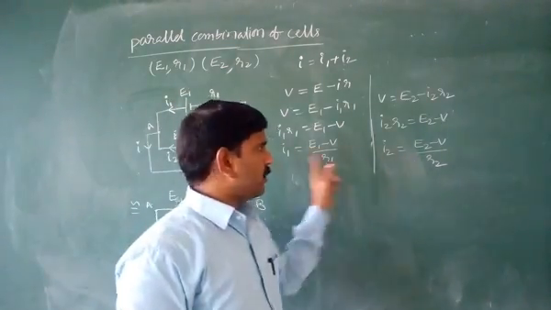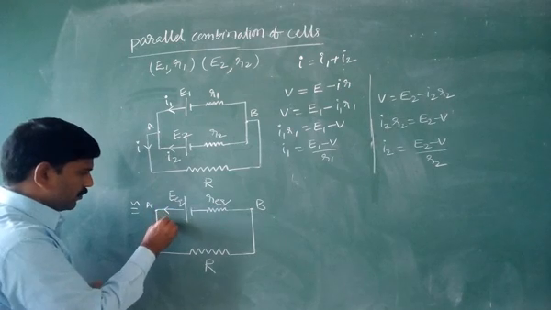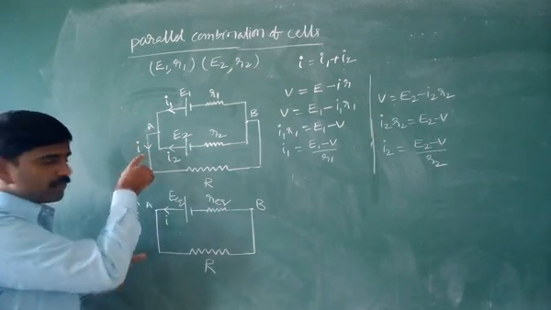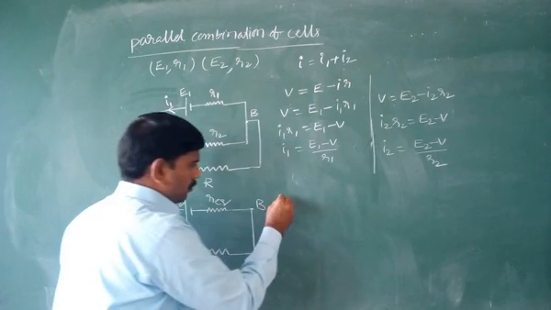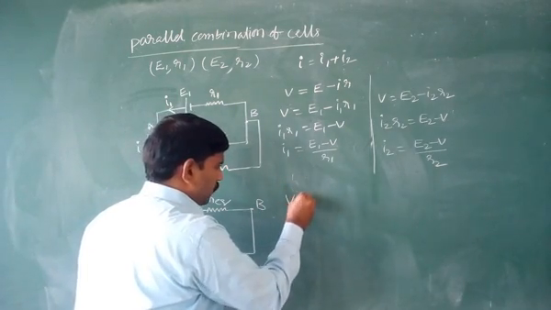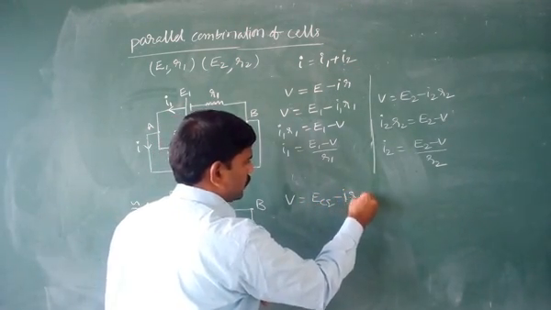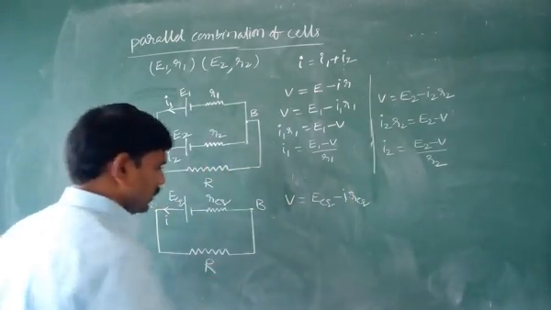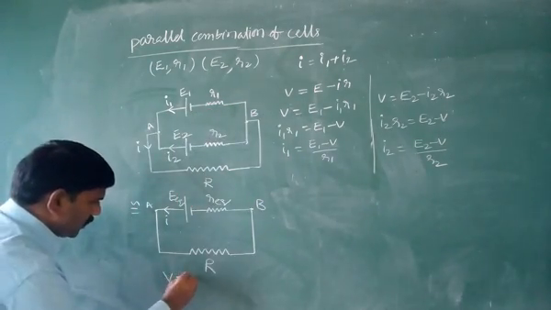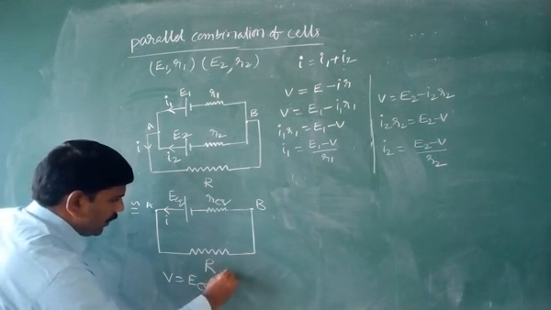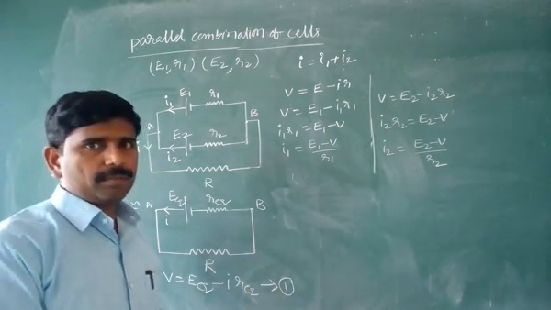Here I1, I2 are the currents. In case of the equivalent circuit, try to observe. Total current is equal to how much? I. So here, the terminal voltage across AB is V, and V is equal to E equivalent minus I into R equivalent. Yes, just a minute. So we are writing this here: V is equal to E equivalent minus I into R equivalent. This is equation number 1.